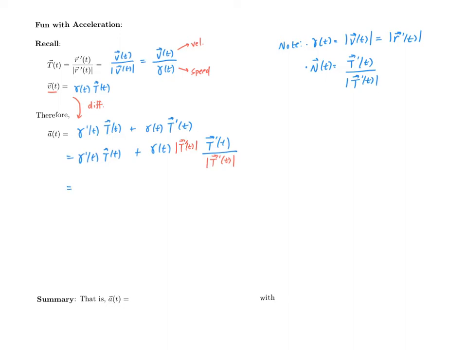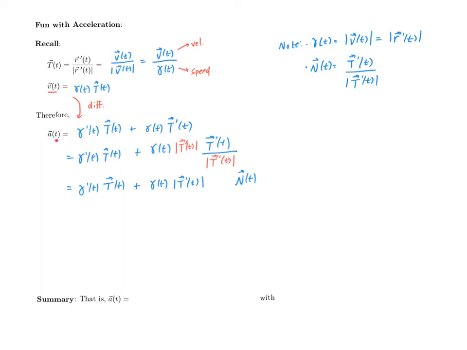All right, so just manipulating it to become exactly what we want it to become. So we have gamma prime times the unit tangent, plus we have gamma of t times the magnitude of t prime, and I'm going to leave a little bit of space again here, just for fun, multiplied by the unit normal vector. So this is precisely what we said we are shooting for.